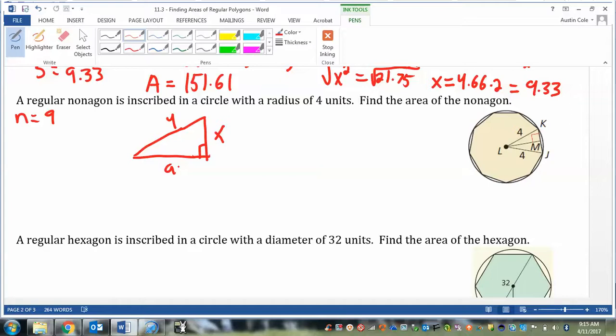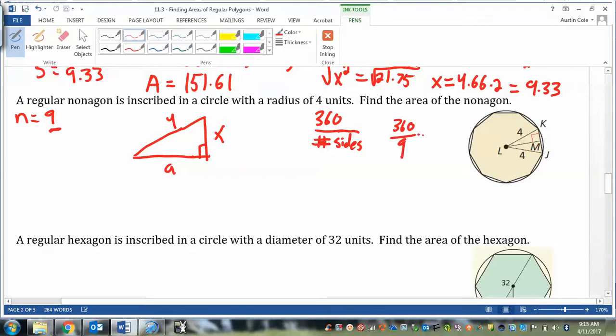Dean, what do you got? 360 divided by the number of sides. Absolutely. Okay, we said our nonagon has 9 sides, right? So we've got 360 divided by 9. What? 40? Okay, so what's 40 degrees? Is 40 degrees this angle? No, right? 40 degrees is this whole angle over here, and we took half of that. So what do we really have in our triangle? 20 degrees.